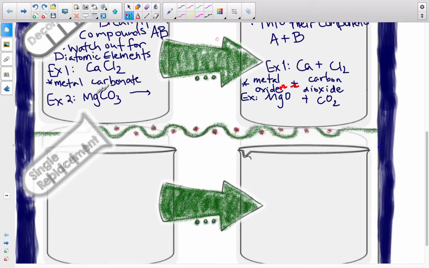All right, let's do one more metal carbonate just to make sure that we've got it. So lithium carbonate has to have a different chemical formula because lithium just has a +1 charge. And since lithium has a +1 charge and carbonate is a -2 charge, then I need 2 lithiums to balance out the -2 of my carbonate.